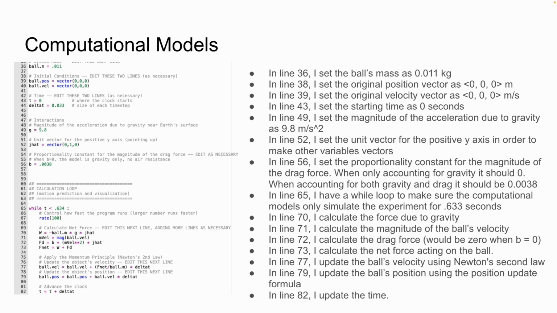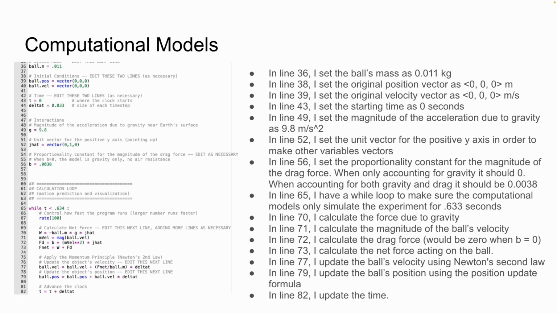In line 56, I set the proportionality constant for the magnitude of the drag force. When accounting only for gravity, it should be 0. When accounting for both gravity and drag, it should be 0.0038. In line 65, I have a while loop to make sure the computational model only simulates the experiment for 0.633 seconds. In line 70, I calculate the force due to gravity.